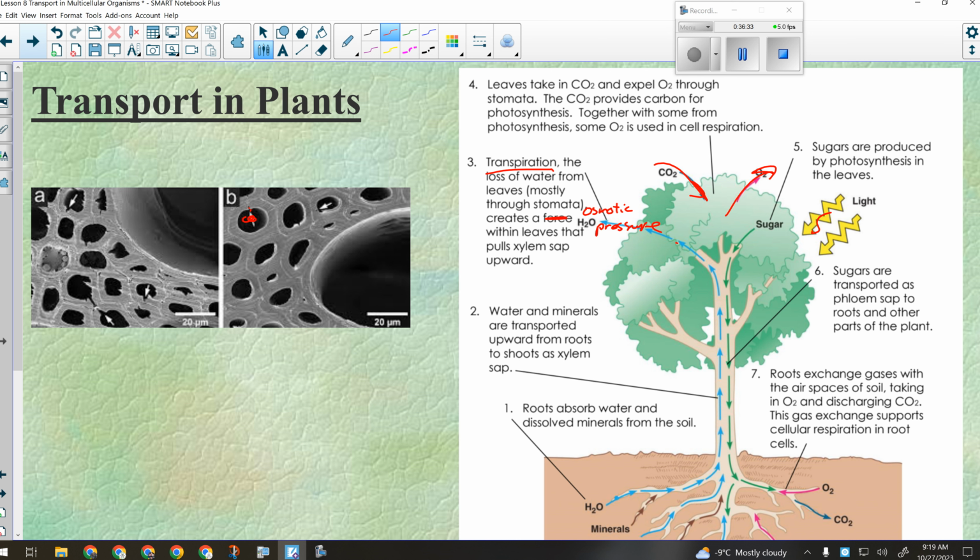Okay, so we've got sugar being pulled down by gravity in its own set of tubes called the phloem. So there's nothing special about how sugar goes down the plant. The phloem has little plates in it. And in fact, xylem tubes are actually old phloem tubes.